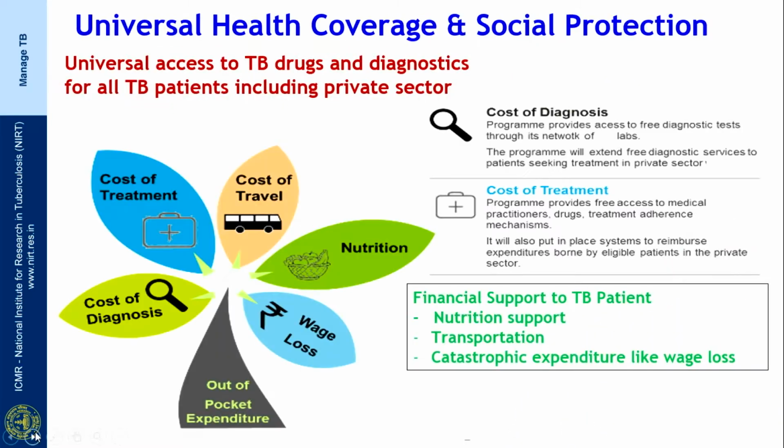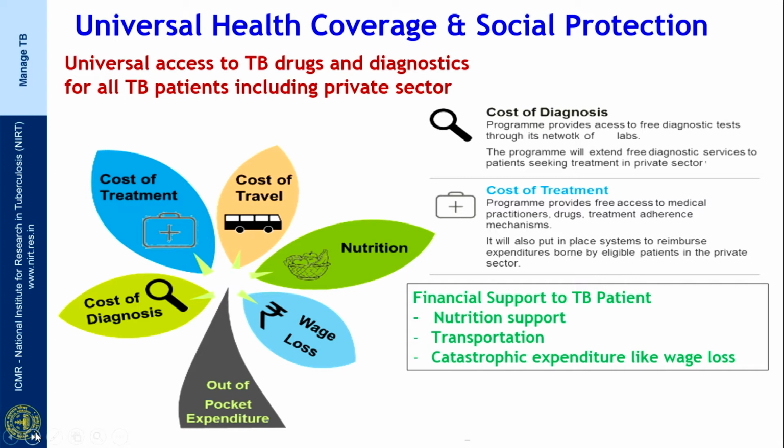NTP. So the first one is universal health coverage and social protection. Till now we have discussed the modality for diagnosis, modality for treatment, DRTB services, then HIV, TB and ICT based adherence. Now the next part, which is of core importance for the TB patient, is universal health coverage and social protection.